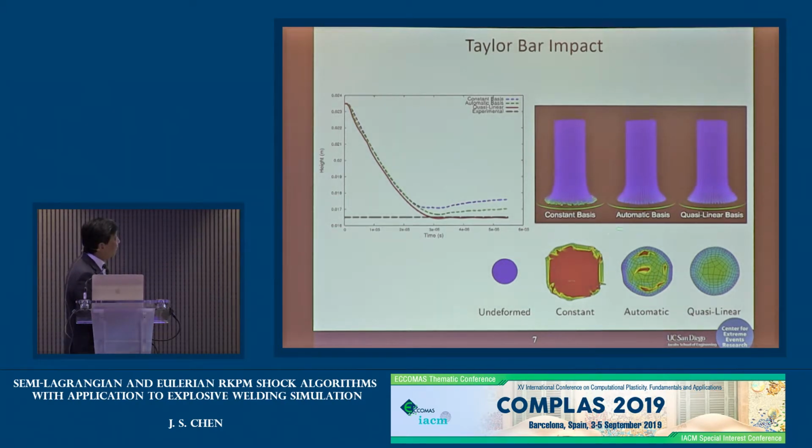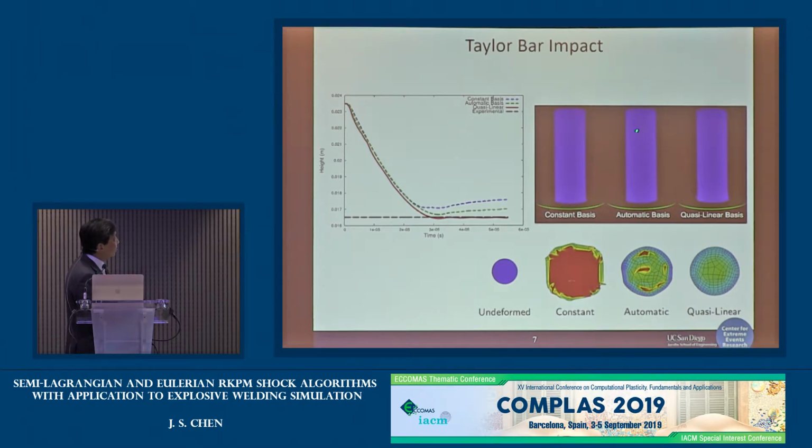So here I have three cases. The first one is to simply use constant basis throughout the whole domain. And this way, the moment matrix is always non-singular. But unfortunately, with this, you see the numerical fracture here.